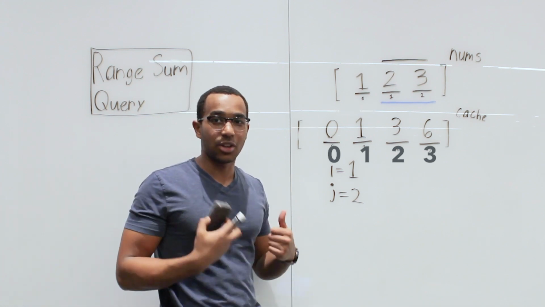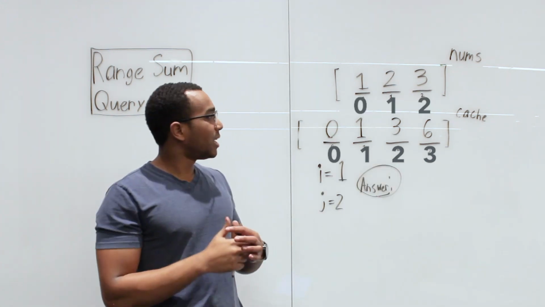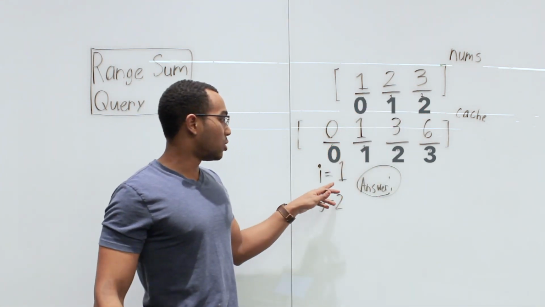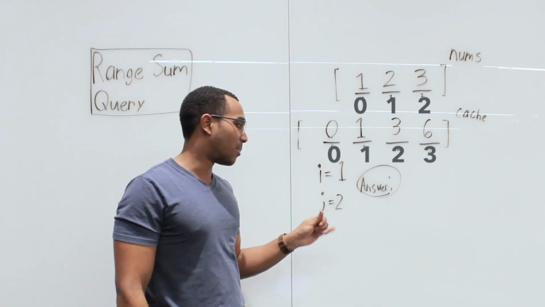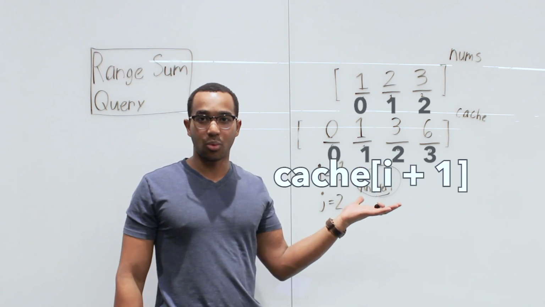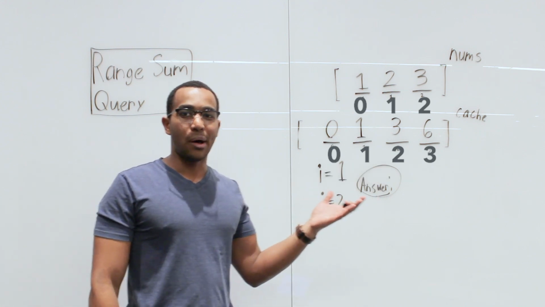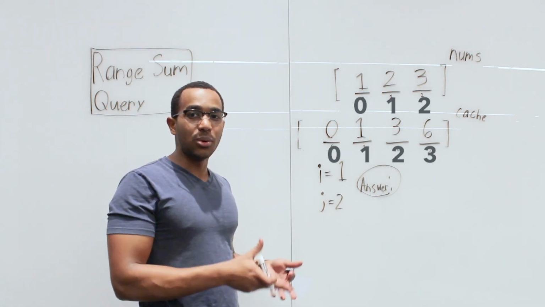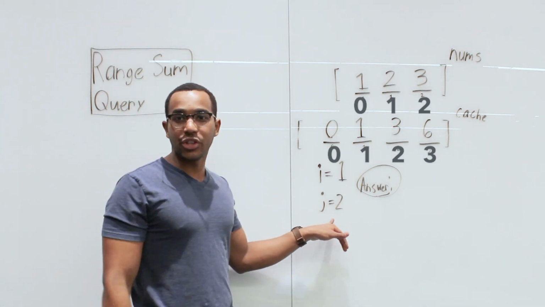So what is this in terms of indexing? What we need to do is get the sum from 0 to 2. So I need to access the running sum for the upper bound. How do I access that? Remember, we do plus 1 because we're indexing off of 1. So we need to do 2 plus 1. So we access the cache at j plus 1.